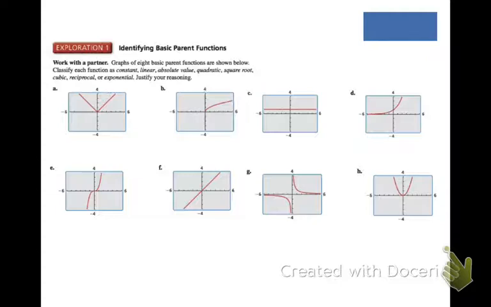So below are graphs of 8 basic parent functions. And a parent function is the most basic type of function, a certain type of math relationship between an input and an output. So see if you can classify each function as, and here are all the types that you see graphed below: a constant function, a linear, an absolute value, a quadratic, a square root, a cubic, a reciprocal, and an exponential. Some of these you have worked with in Algebra 1, and some of them you haven't.